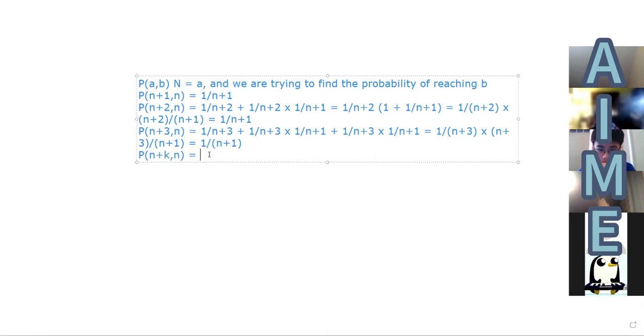Okay, so our first probability obviously is going to be the chance that we get straight from n plus k to n. So we have a 1 in n plus k chance. And then we add another 1 over n plus k chance for the chance to get to n plus k minus 1 and then to n. And so now we're going to do something called proving by induction.